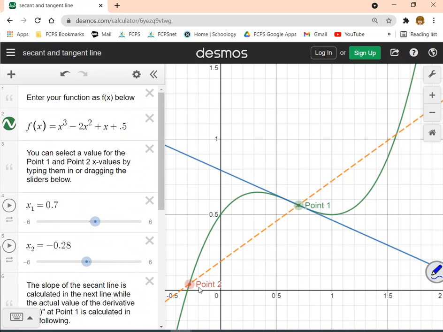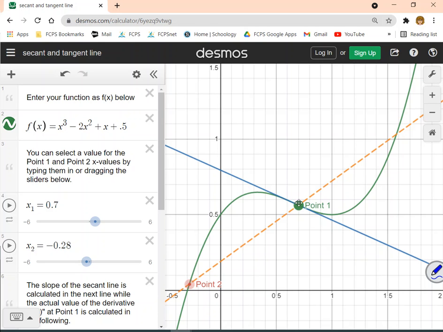Looking at the green curvy function, I've got 2 points on that function, and I've got a red line, which is a secant line, connecting those 2 points. That's a normal average rate of change calculation, the slope between this point and this point.